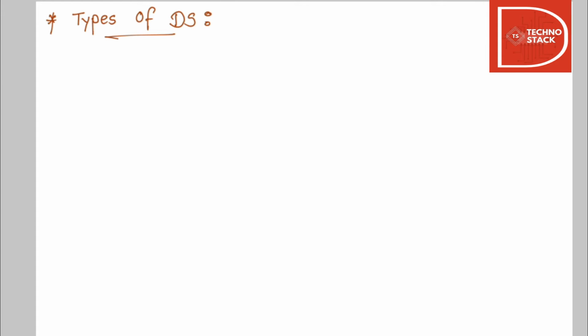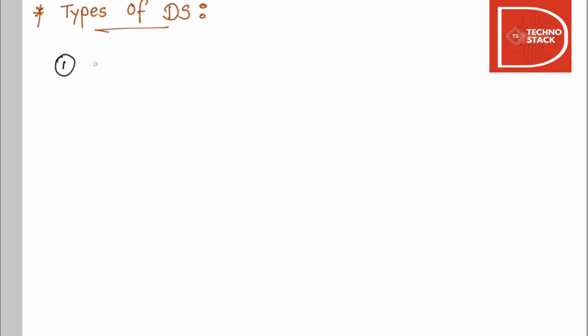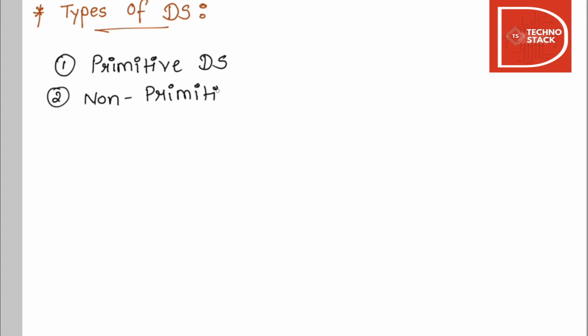In the series of data structure, today we are going to look upon the two main types of data structure. The first one is primitive data structure and the second one is non-primitive type of data structure. Now actually in this video we are going to look upon the data types that we looked upon in the last video lecture.